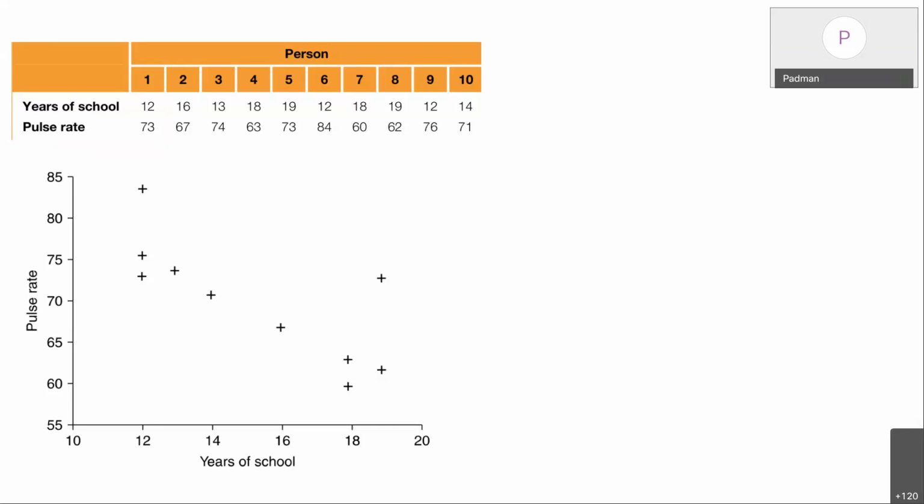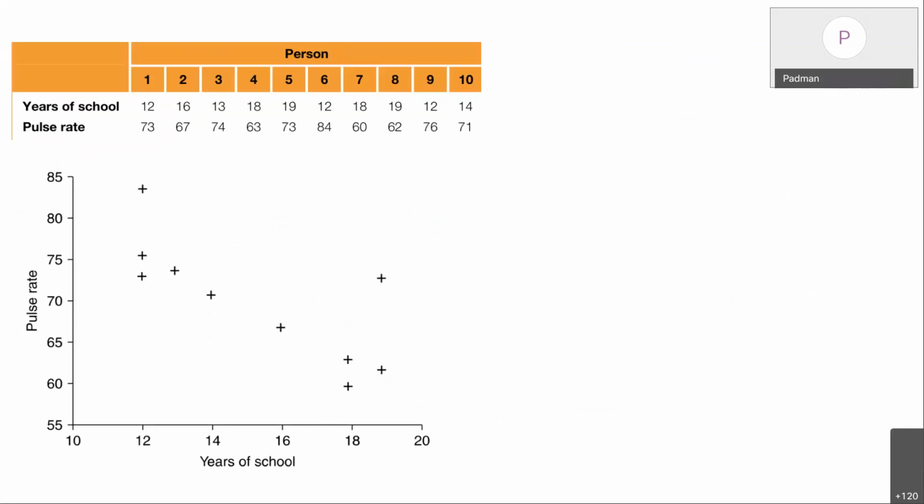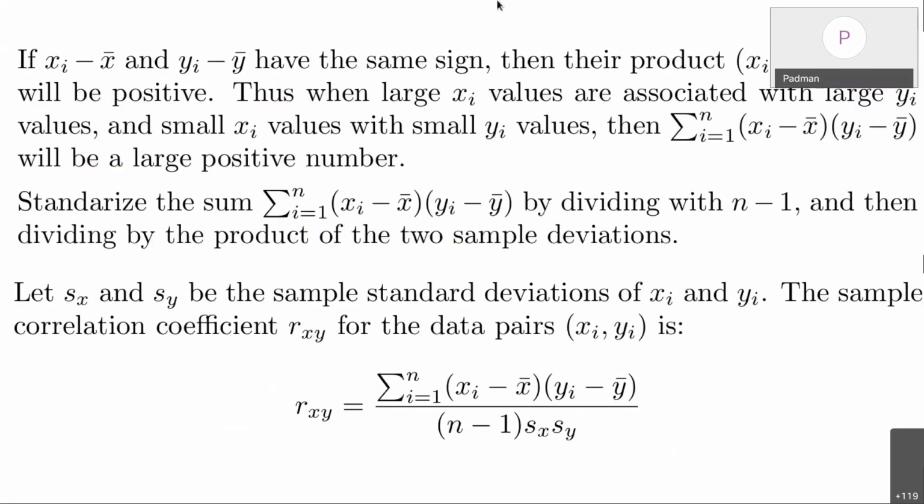So this kind of thing is captured by the correlation. See, there are two values here. There is an X and a Y, right? X will have its own mean, Y will have its own mean. So you can now measure the deviation of X from its mean. You can also measure the deviation of Y from its mean. That's what we are doing here.